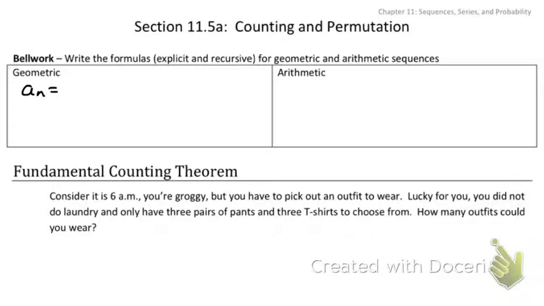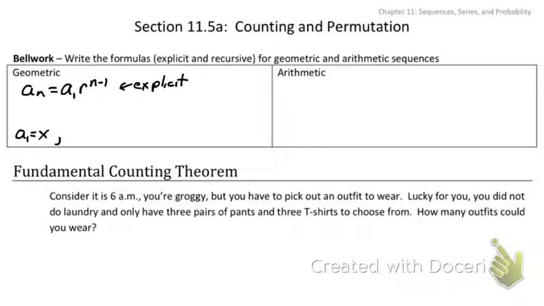Our explicit formula equals our first term times our common ratio raised to the n minus 1. That is the one I can just plug information into and get an answer out. It also asks for our recursive. Just remember, you need two parts for recursive. You first have to state where your recursive starts. Does it start at 2, 3, 4, 5, or 6? So you do have to have an a sub 1 equals some number.